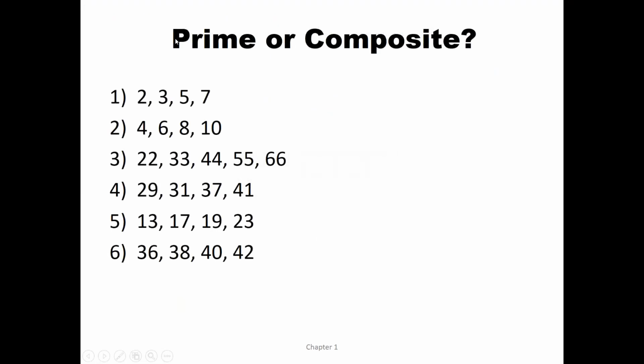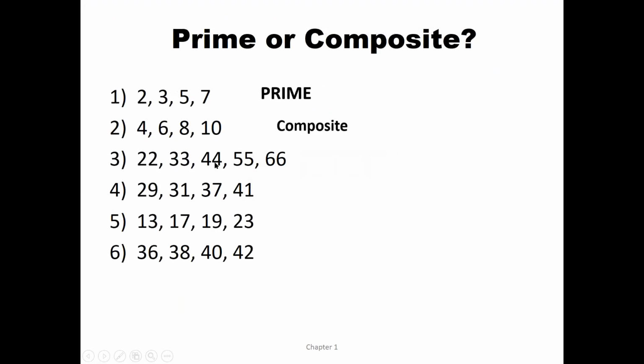So, prime or composite? Well, 2, 3, 5, and 7 are all prime. They are on the prime list, and they can only be divided by 1 and themselves. So they're prime. 4, 6, 8, and 10 are all even numbers. Therefore, by definition, they are composite.